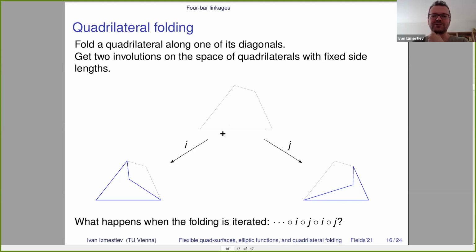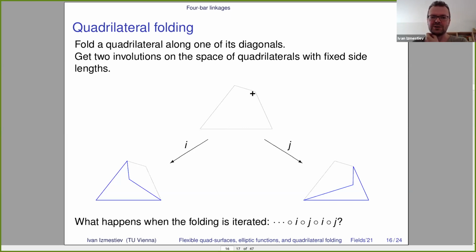What does it mean, this diagonal? I consider quadrilaterals with two fixed vertices. So these two bottom vertices are pinned down on the plane, and the other two are arbitrary. And then on this space of quadrilaterals, I can consider the map I, which is folding along the right diagonal, and the map J, which is folding along the left diagonal.